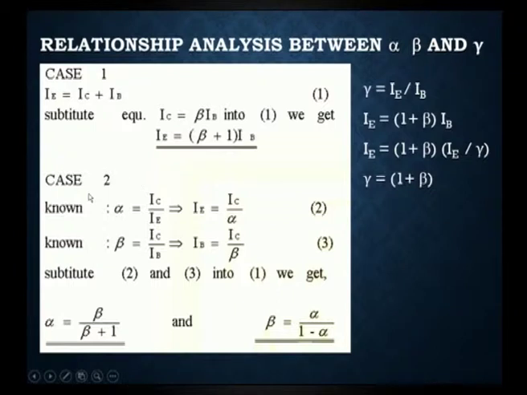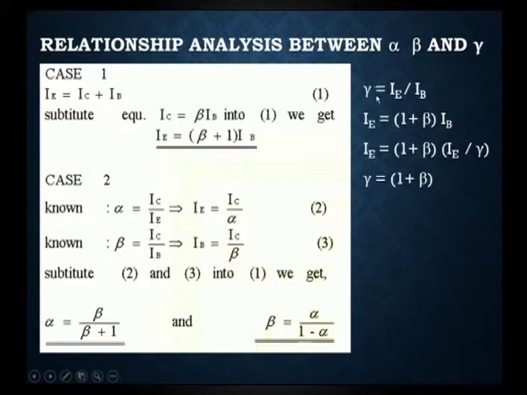Next, case 2, where we know two values, that is alpha and beta. Alpha is equal to the ratio of collector to emitter current, and beta is equal to the ratio of collector to base current. So, from this alpha and beta we will get the IE value and IB value. Now we substitute these two, the IE value and IB value, in equation 1. By substituting IE and IB values in equation 1, we will get the alpha and beta relationship like this.